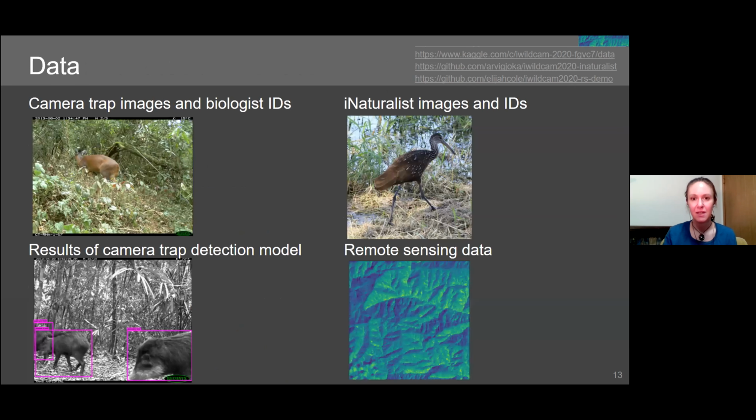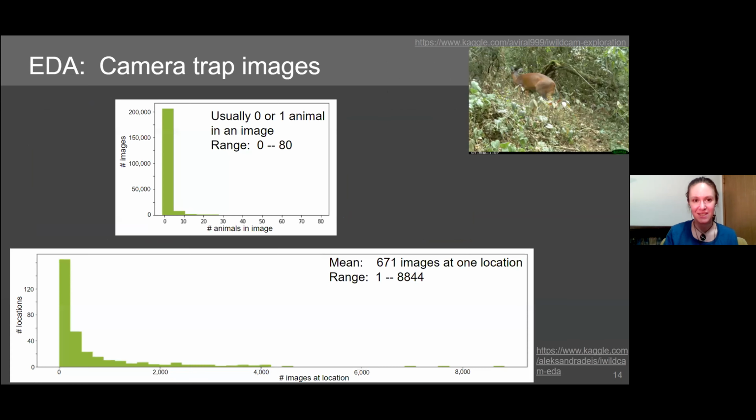Okay. So there were these 4 types of data that the participants got. I'll just talk a little bit about what that data looked like. So the exploratory data analysis, or EDA, for the camera trap images. This first graph has the number of animals per image on the x-axis, and the number of images with that number of animals in it on the y-axis. So usually there's either no animal in an image or only one animal in an image. That's this first bar. But a few images had up to 80 animals in them. And I think that was a herd of cows, that one with 80.